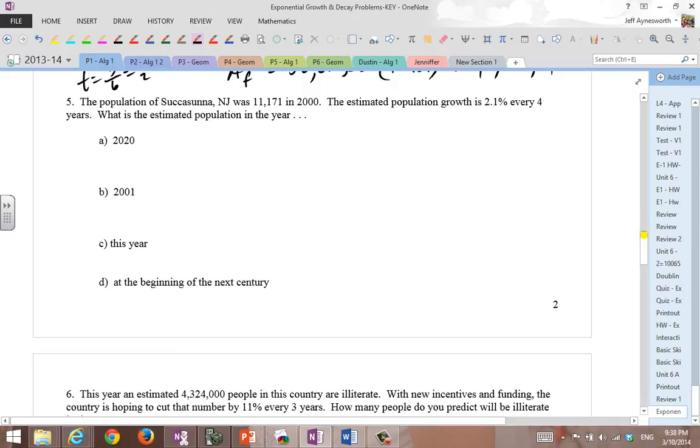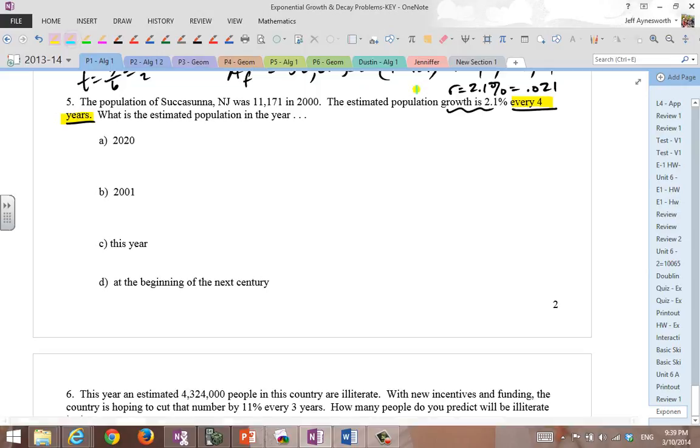All right, number 5. The population of Sukasuna, New Jersey, wow, that's a heck of a city there, was 11,171 in the year 2000. The estimated population growth is 2.1%. There's your growth rate right here. R is 2.1%, and that's 0.021 as a decimal every 4 years. Let me highlight that. Every 4 years. Super important.